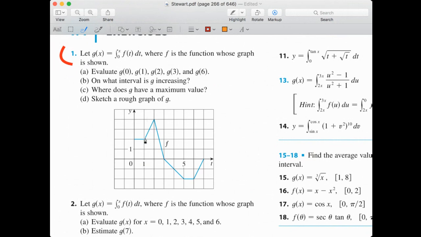Then g of 1. G of 1 is up to here. That means the area of this box. That's 1 times 2, that's 2. Okay, then g of 2. G of 2 means the area up to this.